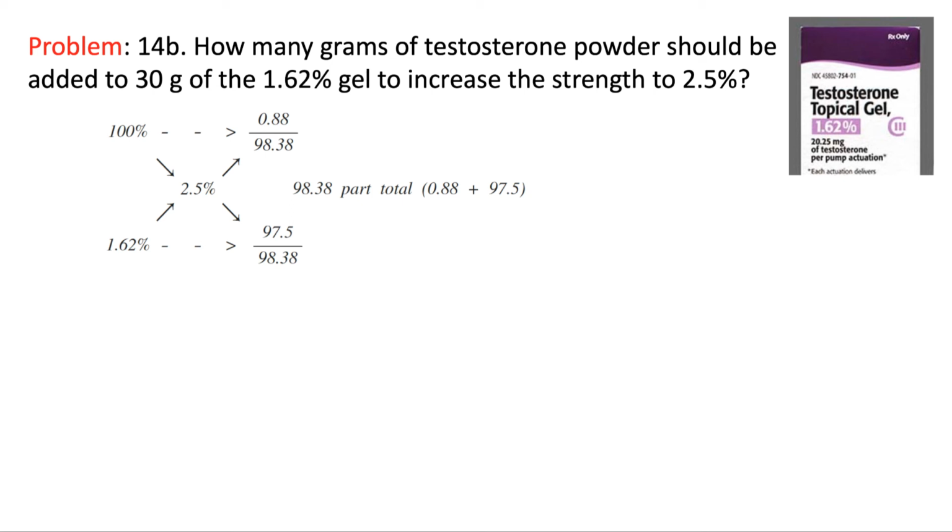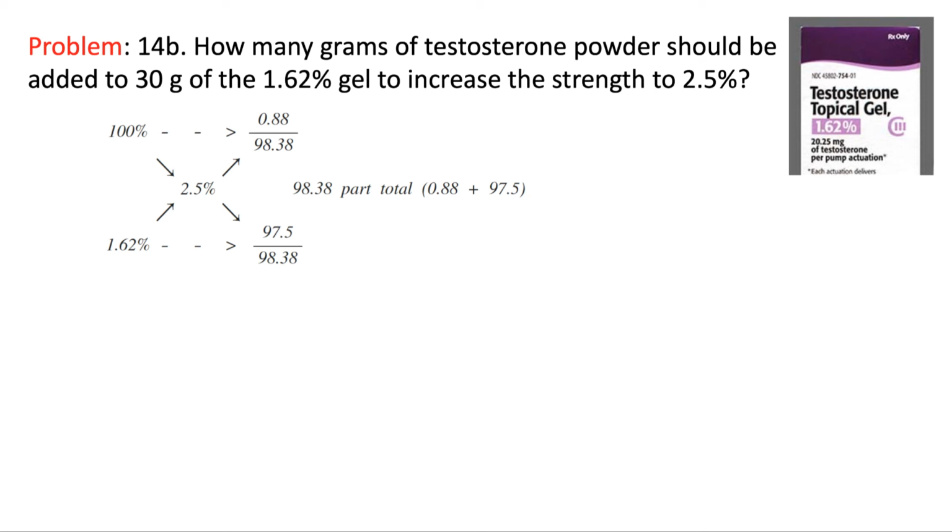So again, just looking at what we've said on top, for the 100%, looking at the dashed arrows, of the pure testosterone powder, I need to use 0.88 parts of that out of a total of 98.38 parts. And down at the bottom, it says that of my testosterone gel that I already have at 1.62%, that represents 97.5 parts out of the total mixture now of 98.38 parts.